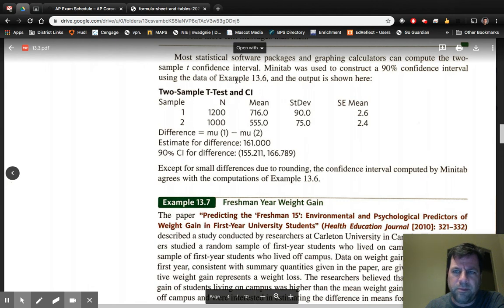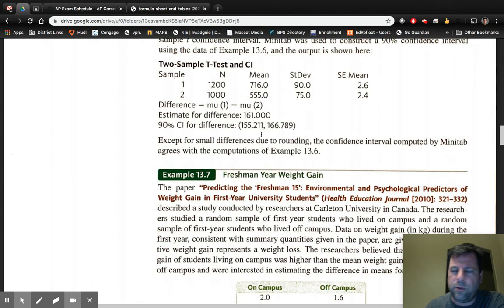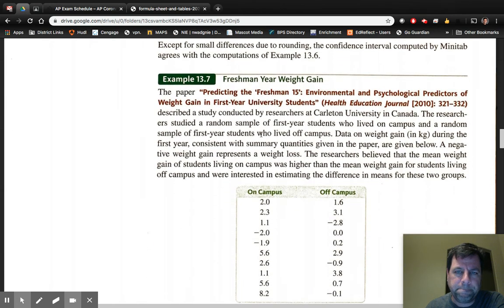This is what it would look like in statistical software packages. We'll talk about that when we start reviewing.